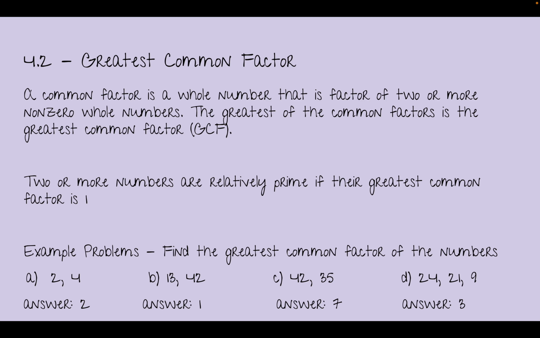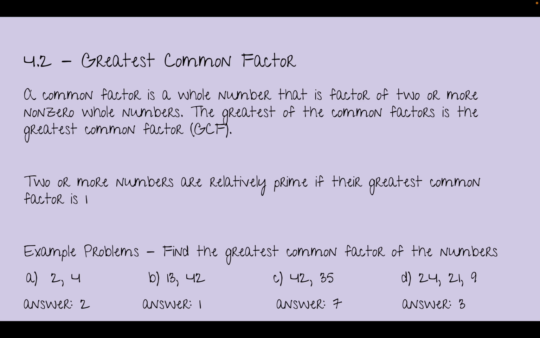Next, we have some example problems. Find the greatest common factor of the numbers. Moving on to the first question: the greatest common factor of 2 and 4 is obviously 2, because 2 is 2 times 1, and 4 is 4 or 2 times 2, so the answer is 2.